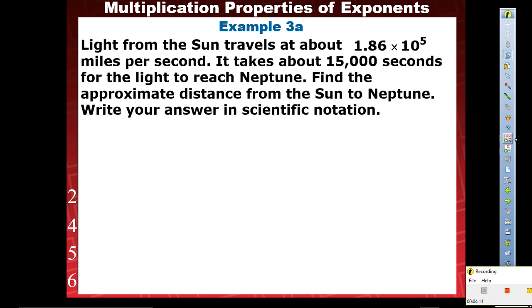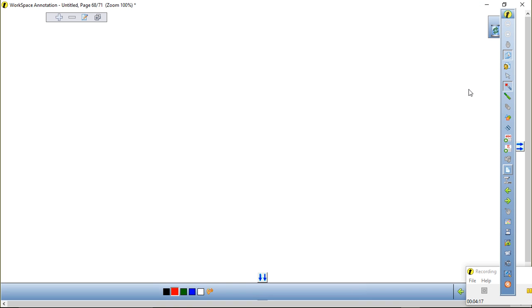All right, so writing utensils down, let me elaborate on scientific notation. Here it goes. Scientific notation.